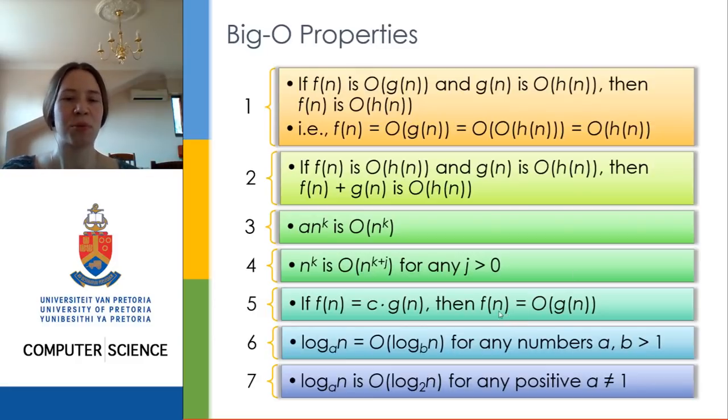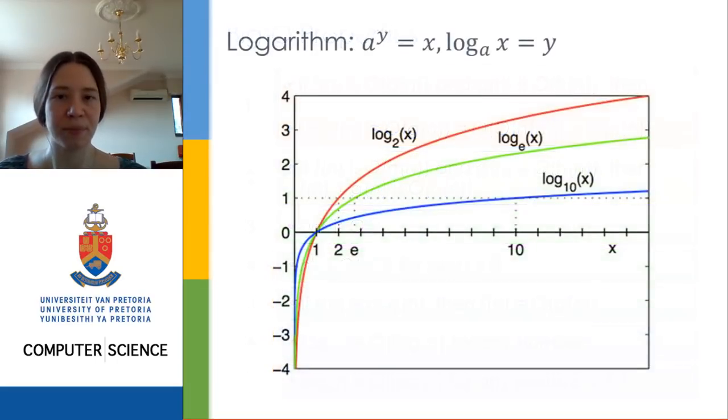And in fact, for our purpose, rule 7 is very important. We will say that any logarithm is bounded above by the logarithm of base 2. And that is the logarithm we use the most in the computer science context, for obvious reasons, just because we deal with binary log.